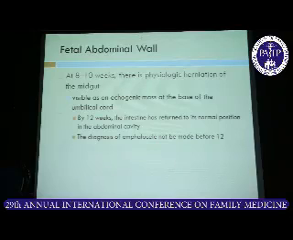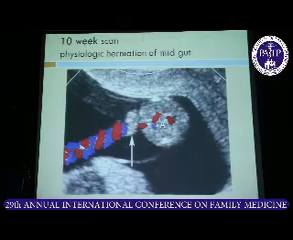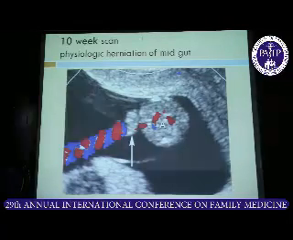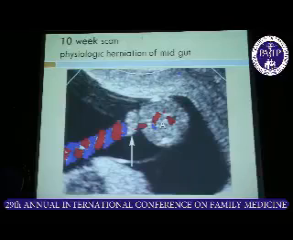Fetal abdominal wall defects. Physiological herniation is done from 8 to 10 weeks, and by 12 weeks the intestine has returned. Usually the intestines return back into the abdomen at 12 weeks. So this is an example at 10 weeks, physiological herniation. At 10 weeks, if you see at the bottom of the umbilical cord, there is a mass, and this is the physiological herniation of fetal intestines.